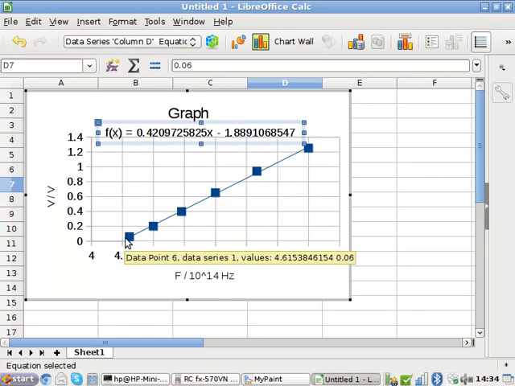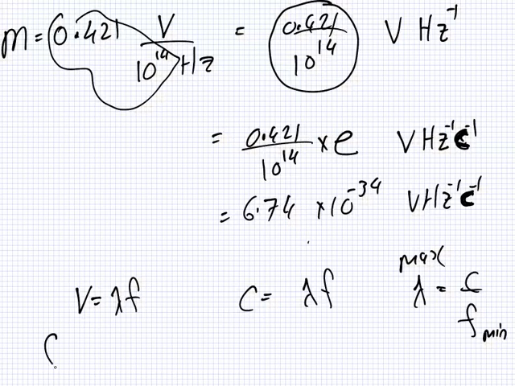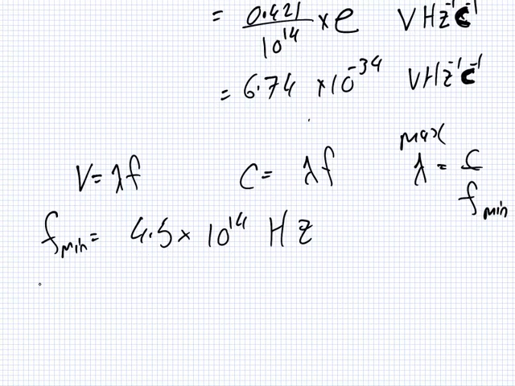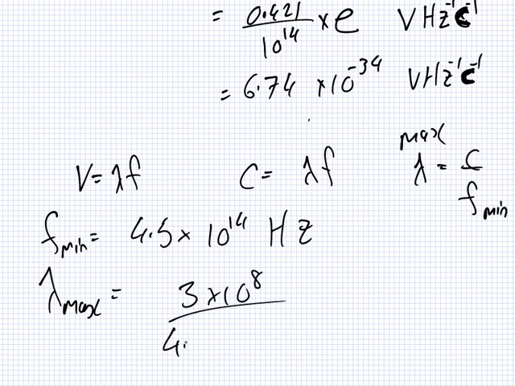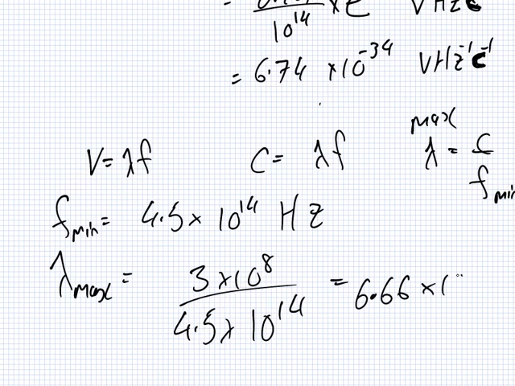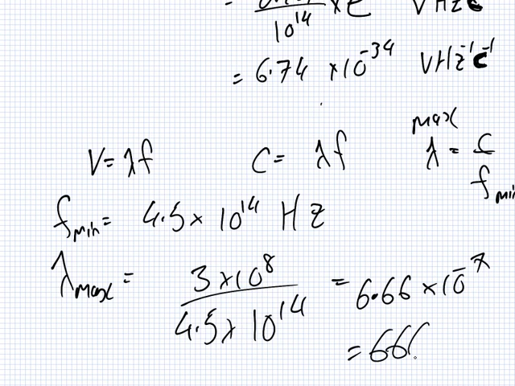Now I think in the exam, they would expect you to do this from reading the graph. So you're supposed to draw a nice graph and then see where this crosses the x-axis, and you say, oh, cross at 4.5. So you just worked out the minimum frequency is 4.5 times 10 to the 14 hertz, which means the maximum wavelength is C over that. So 666 nanometers then.